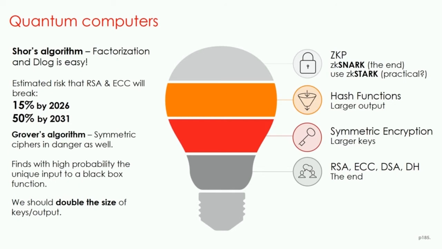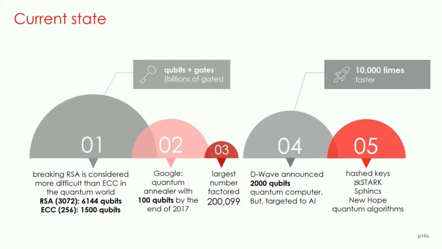What's the current state on quantum? Well, we need this amount of qubits, more than 1,000, and surprisingly, RSA is more difficult to break in the quantum world because the keys are bigger. And it's very interesting that there is this difference.